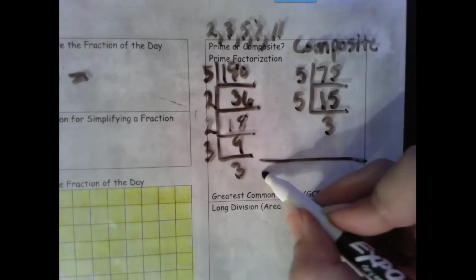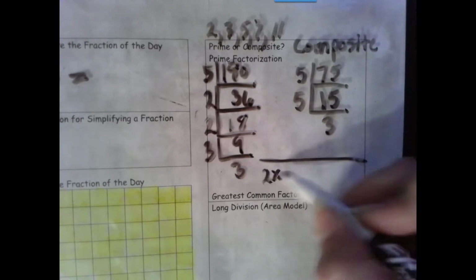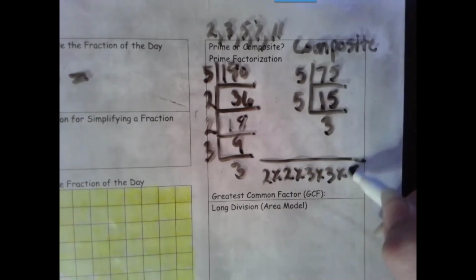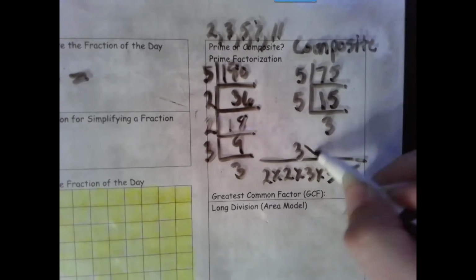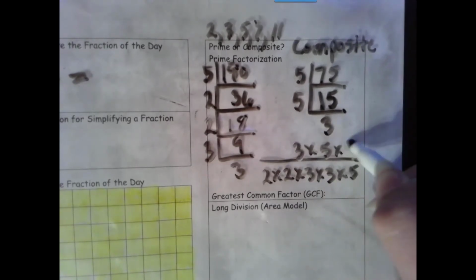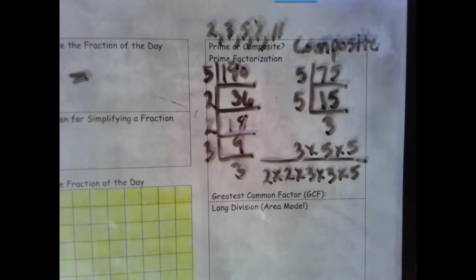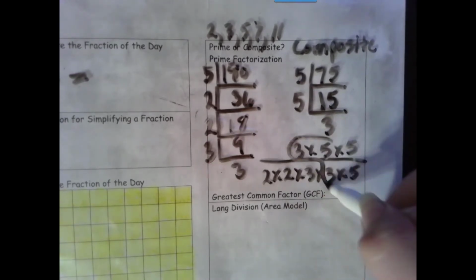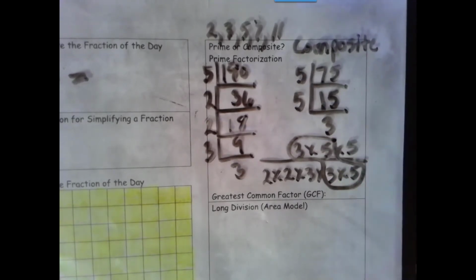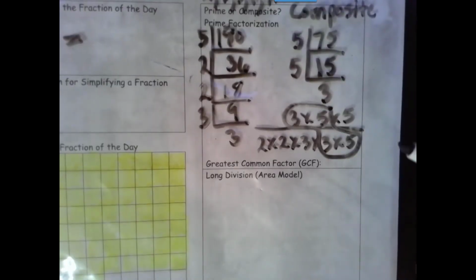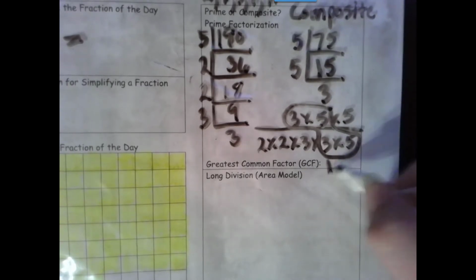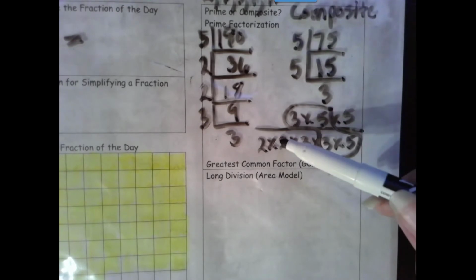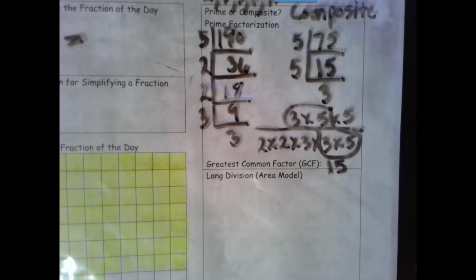Okay, let's do our prime factorization. From least to greatest, 2 times 2 times 3 times 3 times 5. And here I have 3 times 5 times 5. So let's see what we have in common. I have a 3 times 5 here. I have a 3 times 5 here. So that means our greatest common factor is 3 times 5, which is 15. That leaves a 5 in the numerator. 2 times 2 is 4, times 3 is 12 in the denominator.